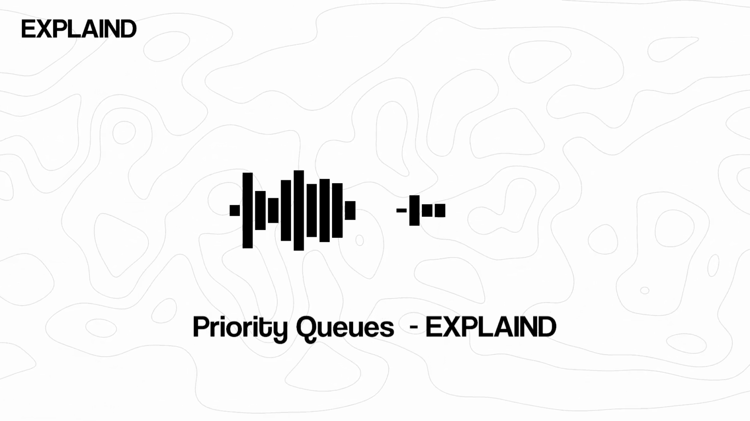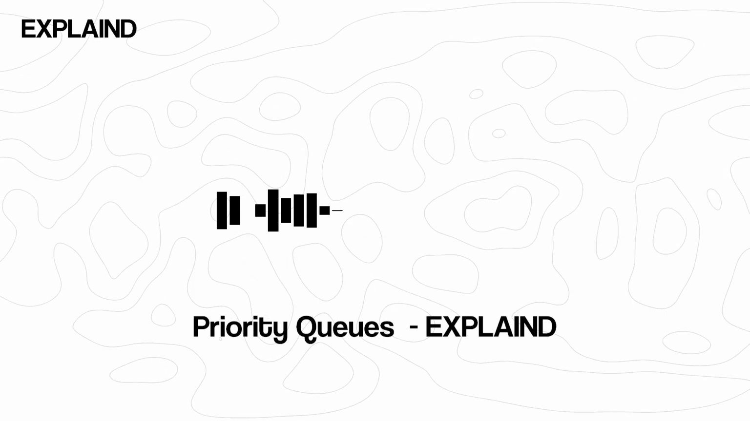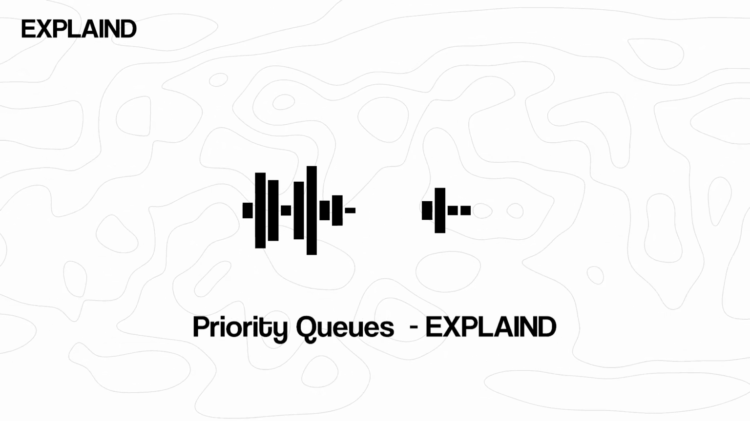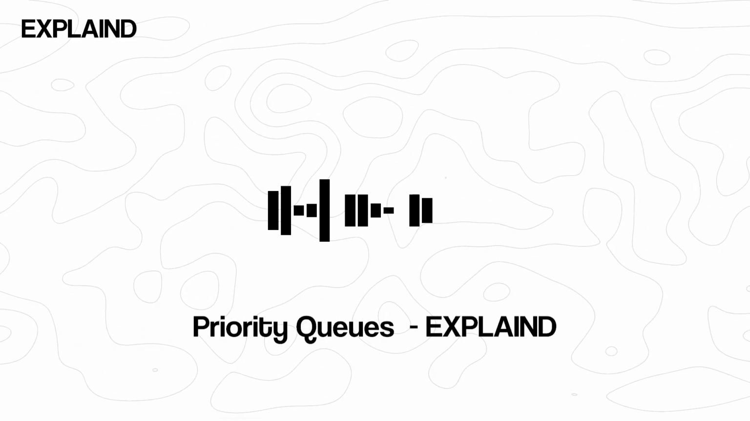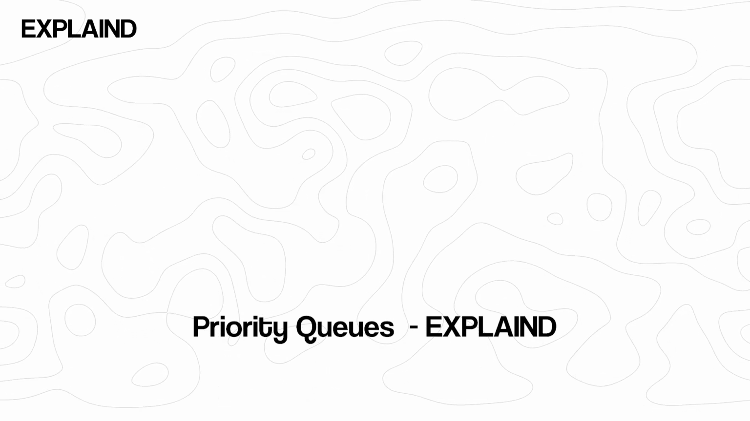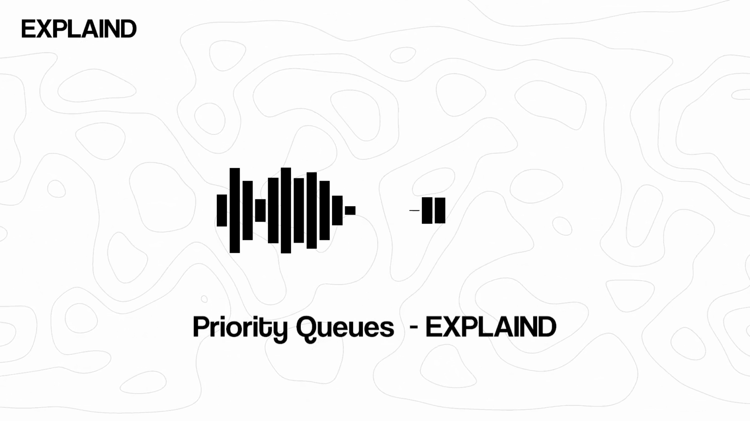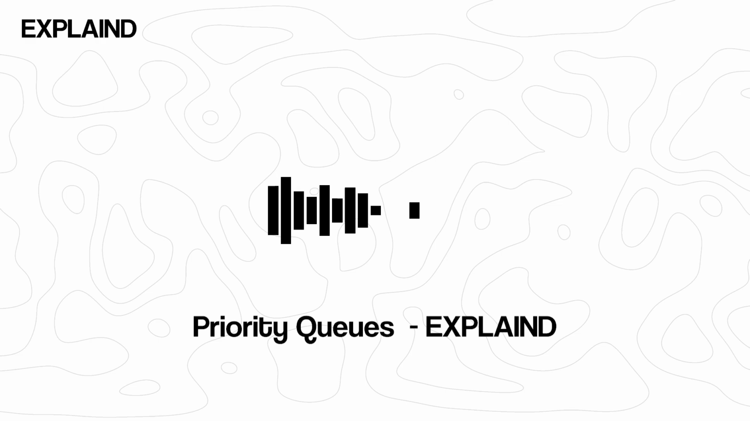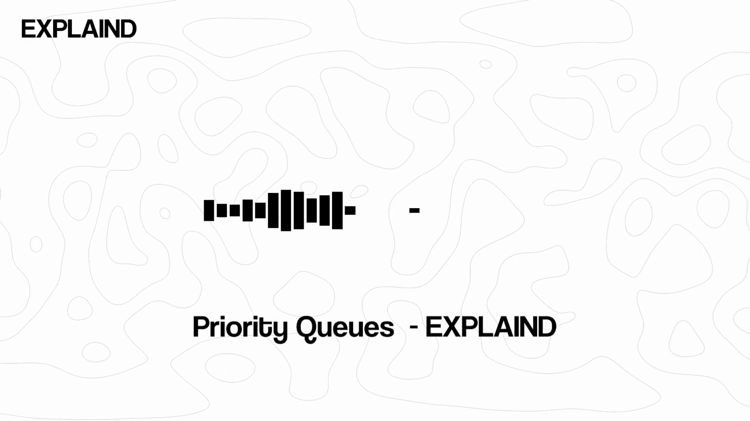Priority queues are a powerful tool for managing items based on their importance. And heaps are the engines behind their efficiency. We've explored different types of heaps, their unique strengths, and how they can be used to solve a wide range of problems. But here's a final question for you to ponder.